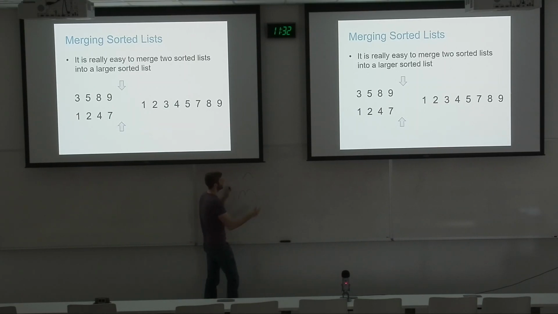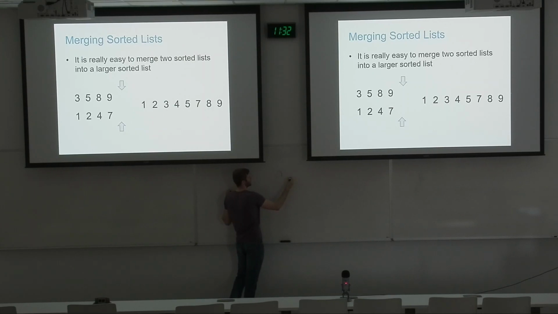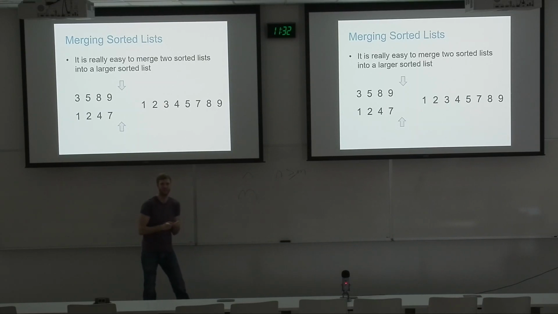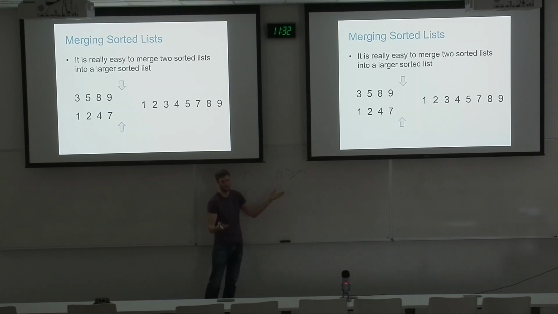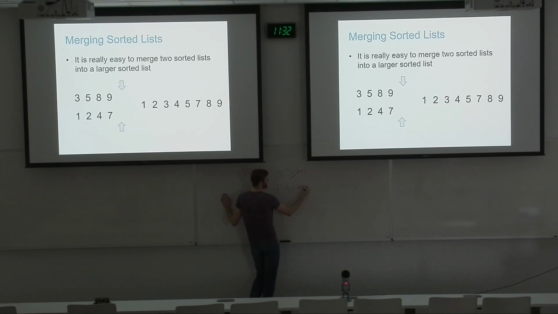Basically, let's assert that n is bigger than or equal to m. We always make it so that n is the bigger one. If n is equal to m, then it's 2 times n, which of course is order n, right?